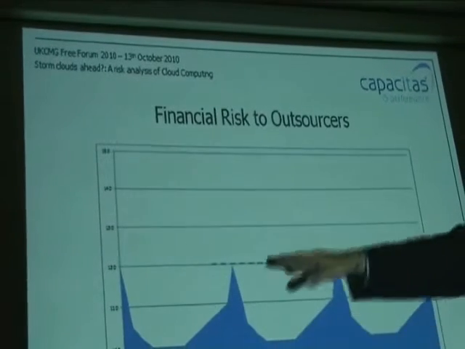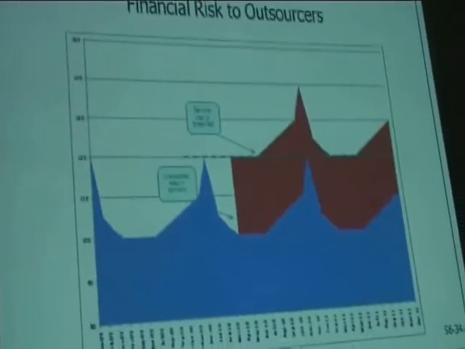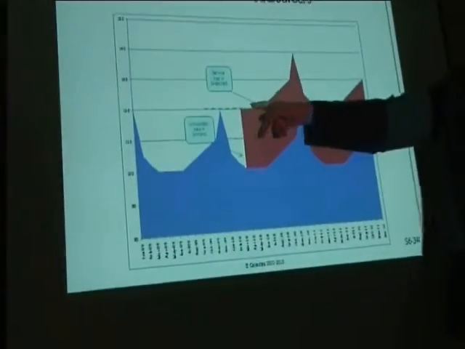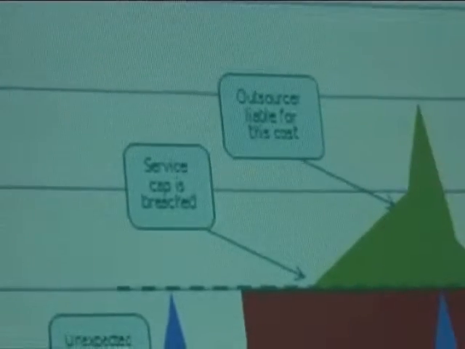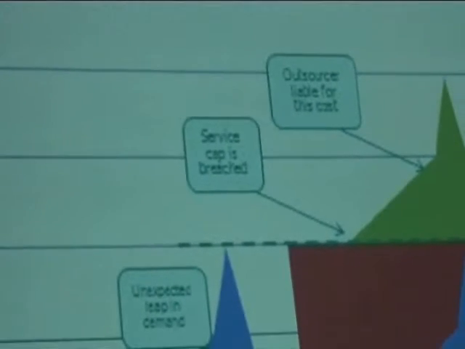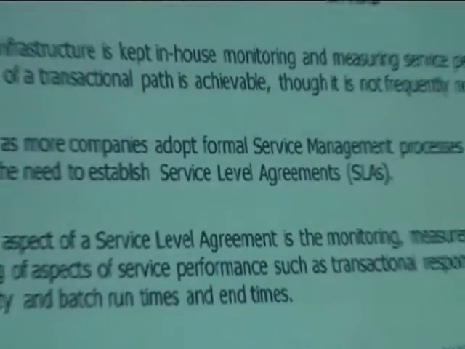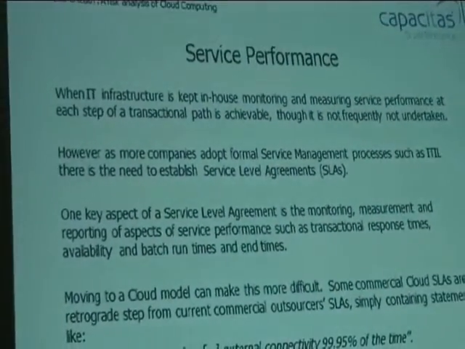So if you look at this, this was the cap before. Suddenly there's a massive uplift in service and the service cap is breached. The outsourcer is having to cover all these costs unexpectedly. At this point they would be rapidly trying to renegotiate the contract. So there's a risk to outsourcers in using that model.